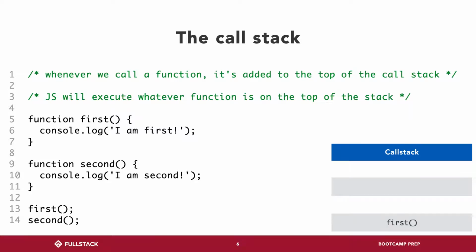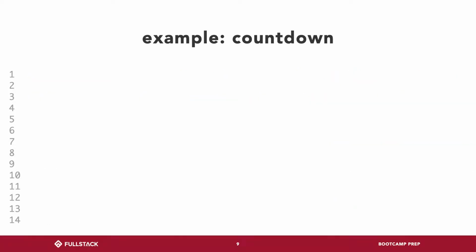When first is invoked at the bottom, it gets thrown onto the call stack. First runs. Console logs, I am first. First is done running, it gets taken off of the call stack. Then when second is called, second goes onto the call stack. You see that second only went on after first was taken off. Because when a function is done running, it gets taken off of the call stack. So second is now on the call stack, and second runs. Then when second's finished running, it gets taken off.